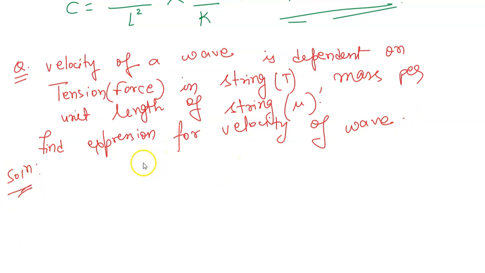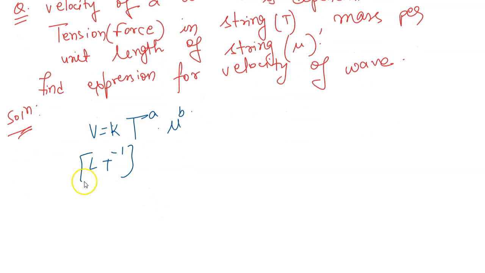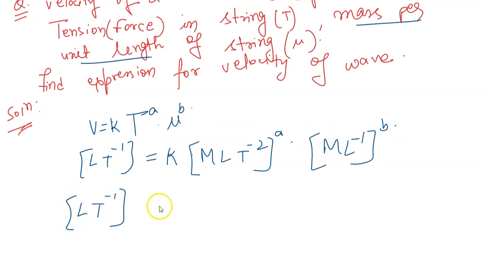Yes, so directly what we do, we'll just use the direct expression, velocity dependent on tension. So V is equal to K T to power A and mass per unit length raised to power B. So velocity, the dimension is LT to power minus 1 is equal to K. Dimension of tension, it is MLT to power minus 2 raised to A. Dimension of mu, that is given here as mass per unit length. That means ML raised to minus 1 to the power B. So let us compare the dimension on both the sides. We get M raised to A plus B, L raised to A minus B, T raised to minus 2A.